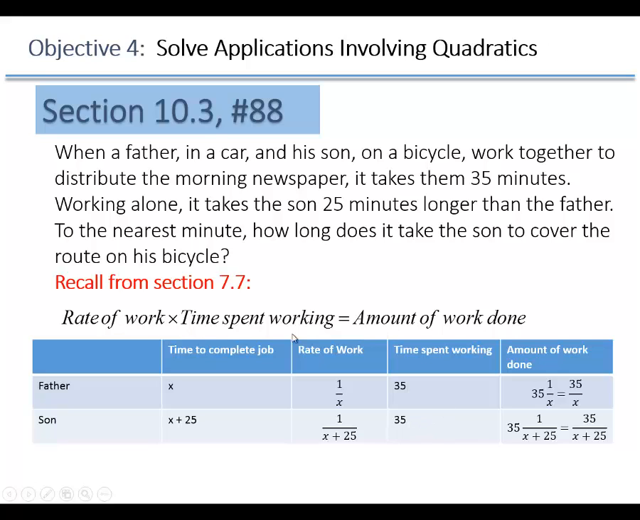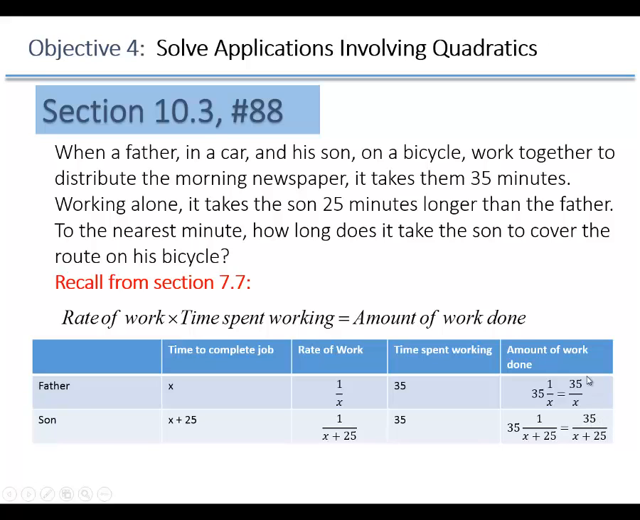And as our basic formula says, the amount of work done is the product of the rate times the time. So if we take our rate for the father times the time, we get 35 times 1 over x, which we can simplify and simply call 35 over x. The same thing is true for the son. His time was x plus 25, so his rate is 1 over x plus 25. For 35 minutes, that means the amount of work done is 35 times 1 over x plus 25. Or if we simplify that, we can simply say 35 over x plus 25.